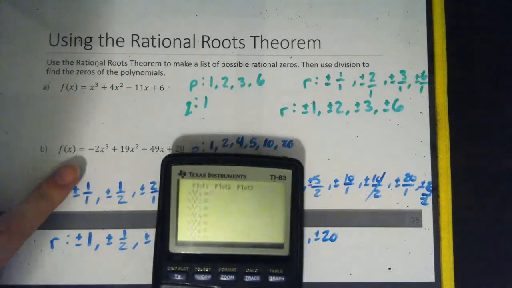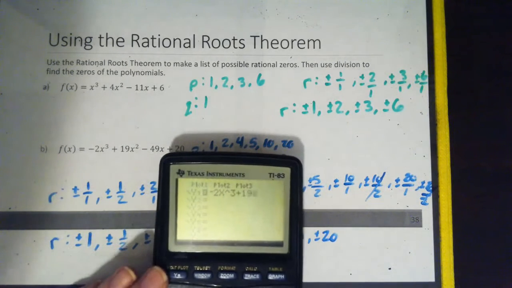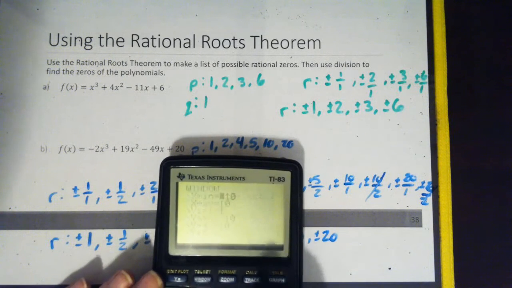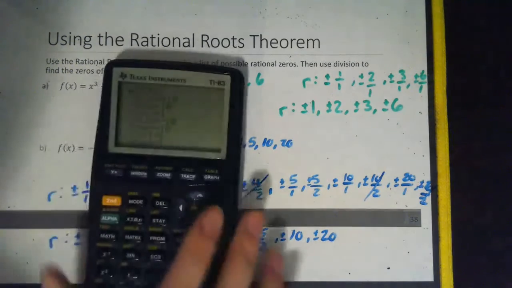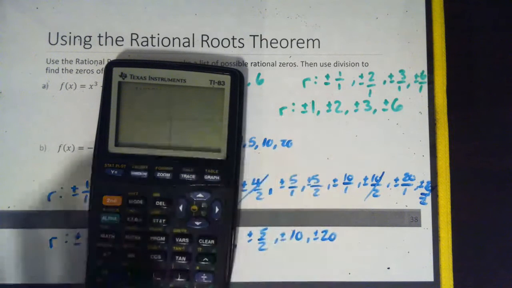In our y equals, we want to put our -2x cubed plus 19x squared minus 49x plus 20. For my window, my zeros could be as far away as -20. So I'm going to let my x minimum be -25 and my x maximum be 25. That way I can see all of them if they're in there. And just so I don't have 50 tick marks in there, I'm going to put tick marks every 5. I don't really need to change my y's because I just need to see where these go through. So let's take a look at my graph.